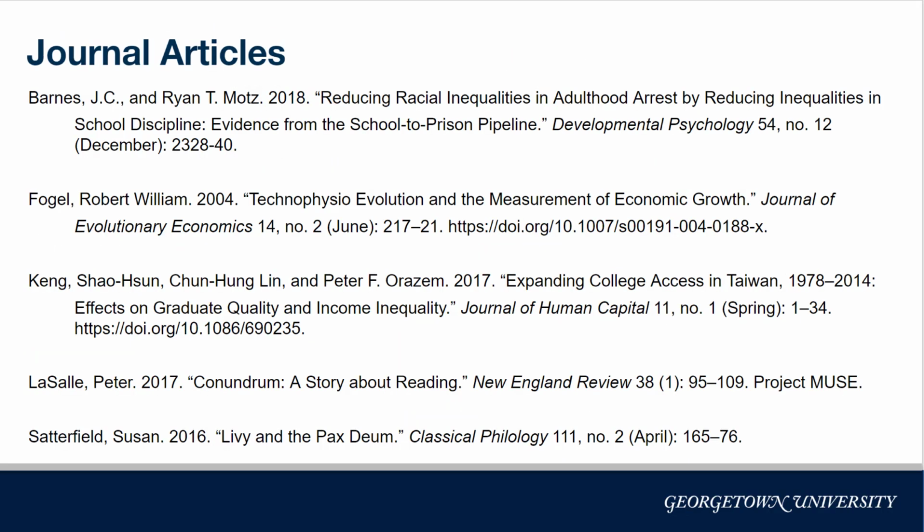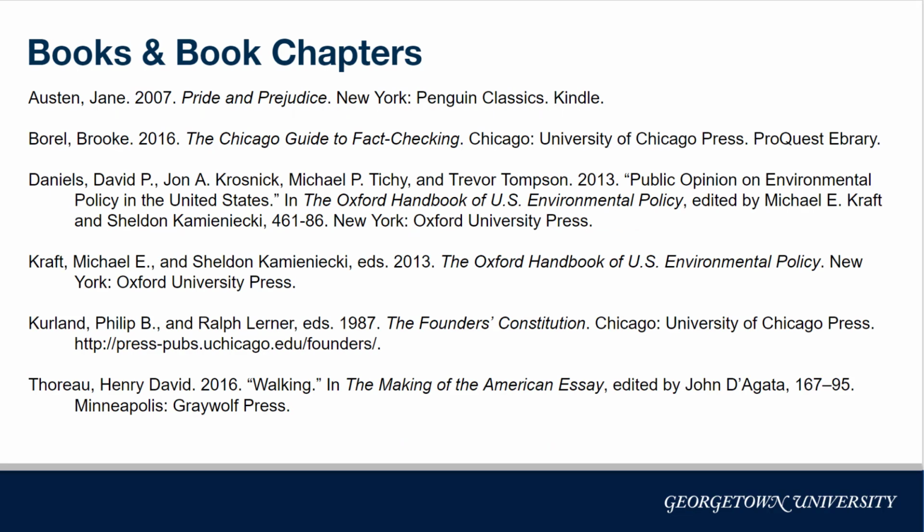Journal article titles are in quotation marks and the journal name is italicized. For articles consulted online, include the DOI if available. If there is no DOI, include the URL or the name of the database in the reference list entry. No access dates are required for formally published electronic sources like journal articles and ebooks.